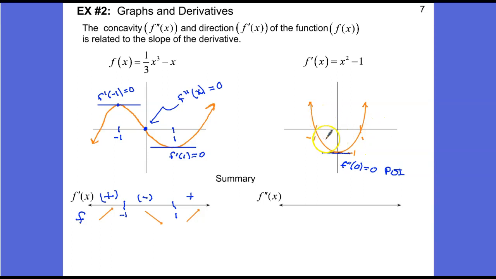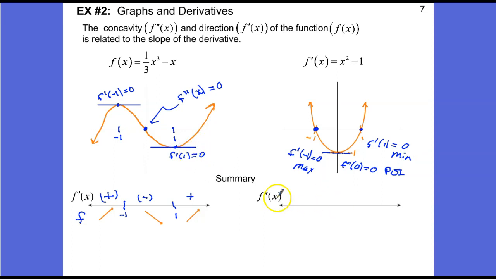The function is decreasing to the left of 0. It's increasing to the right of 0. Point of inflection right here where f double prime changes sign. That's f prime of negative 1. It's equal to 0. And that corresponds to our maximum value. And at this point, f prime of 1 equals 0. Look at our function f prime. It's negative to the left and it goes positive. So if we're going from negative to positive, that's going to be a minimum value. And that's exactly what happens.